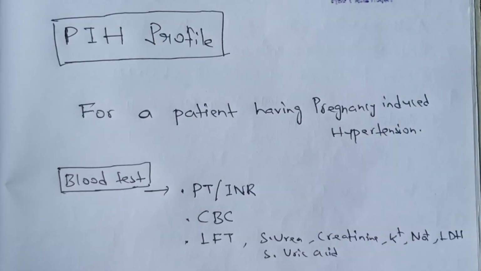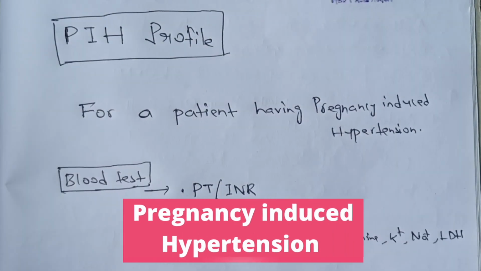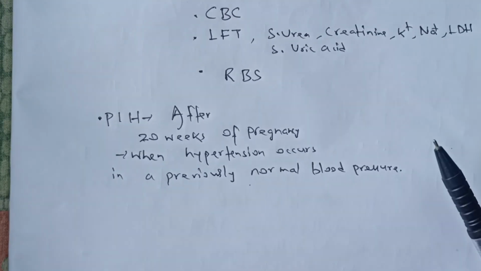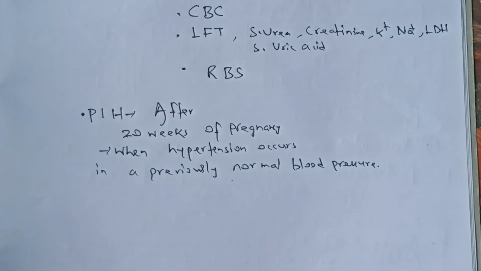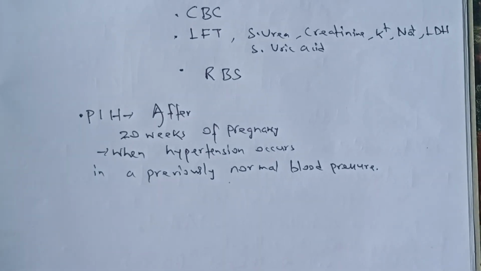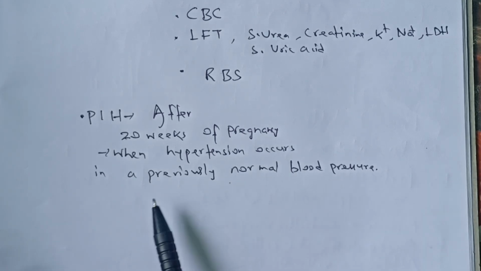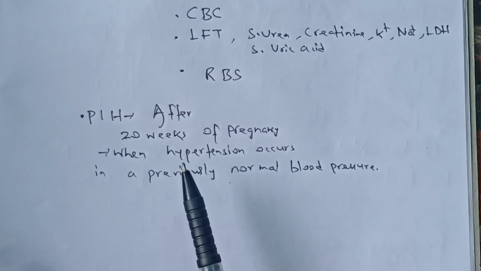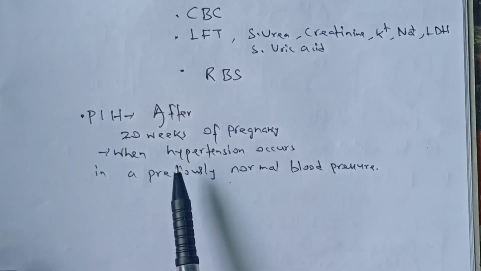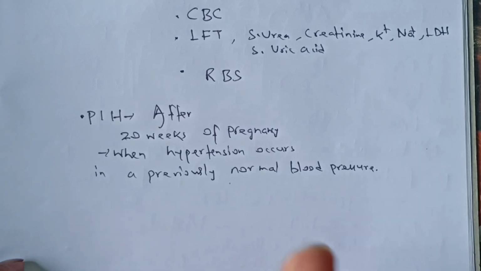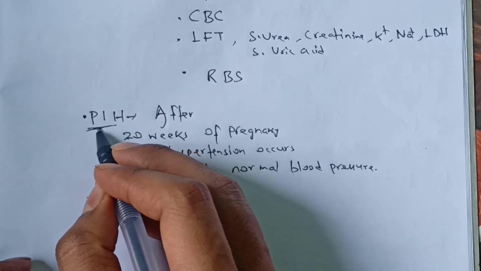PIH profile. PIH means pregnancy-induced hypertension. For a patient having pregnancy-induced hypertension, it is called PIH. PIH means after 20 weeks of pregnancy, when hypertension occurs in a previously normal blood pressure patient. Women having previously normal blood pressure, but after 20 weeks of pregnancy we find that blood pressure is elevated significantly, then it is called pregnancy-induced hypertension.